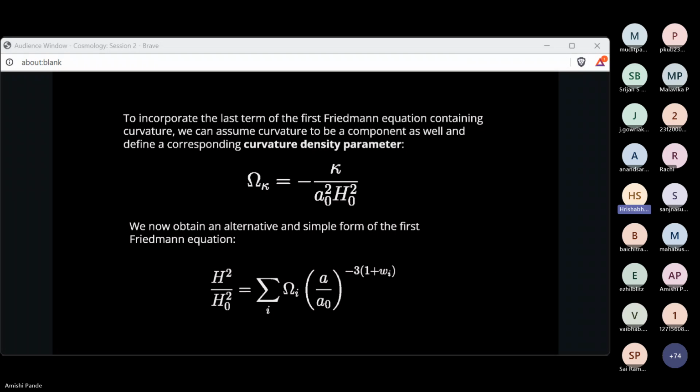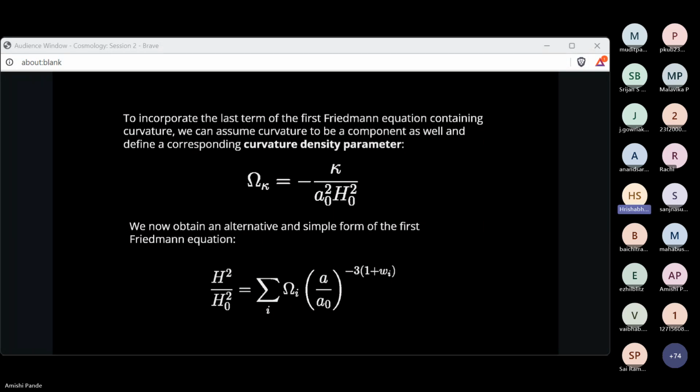So my point is, for curvature, w takes such a value that (a by a naught) power becomes minus 2. Just like if you put 1/3 in w for radiation, the power becomes minus 4 actually. So for radiation, the term looks like omega r (a by a naught) to the power minus 4, plus omega m (a by a naught) to the power minus 3 only. For curvature, it is omega curvature (a by a naught) to the power minus 2 is what we will get. So this is how the first Friedman equation looks.